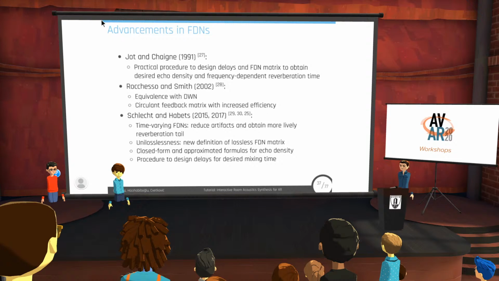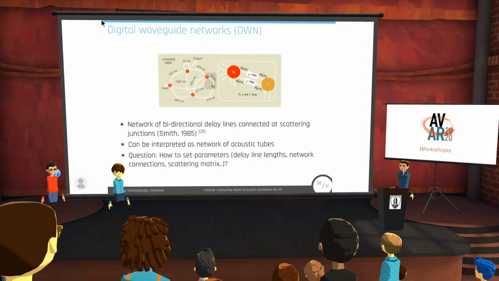More recently, Schlecht and Habets have made a number of extremely useful contributions in this area by defining time-varying feedback matrices, analyzing in mathematical detail a class of lossless matrices called unilossless matrices. They've also obtained closed form and approximated formulas for echo density and defined a new procedure for the delays to obtain a certain desired mixing time.